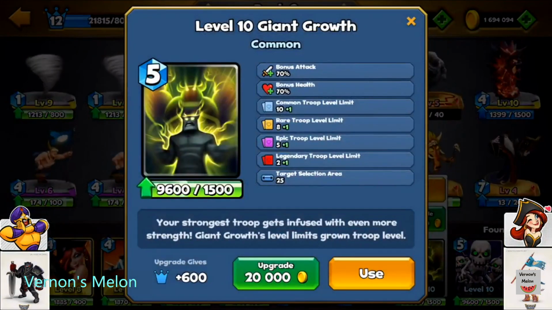The second thing I think is confusing for a lot of people is that the description reads, your strongest troop gets infused with even more strength. Giant Growth level limits grown troop level. Now, what had troubled me is it says your strongest troop will get buffed, but how do you define strongest? Is it by attack damage or by health? It took me a while to find out, but the truth is that your troop within range with the highest health, which is HP, will get boosted.